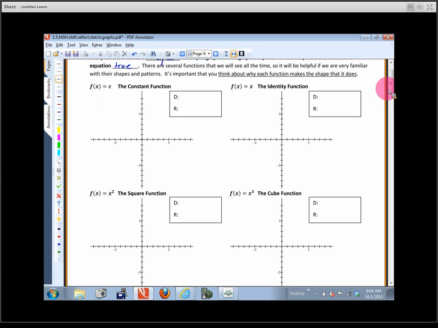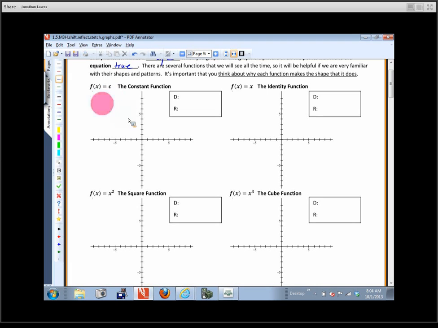So the first one that we're going to go over, and we'll use these names, this is called the constant function. Okay, and you'll notice we have what looks like a variable right here. So f of x equals c. I may have mentioned this before, but remember, letters at the end of the alphabet are usually used to represent variables, and letters at the beginning of the alphabet are usually used to represent constants. So this would be like f of x equals a particular number.